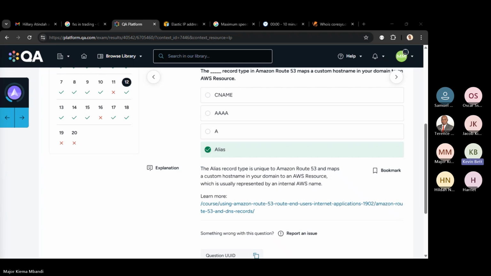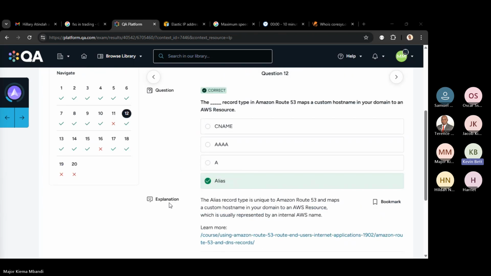Thanks. The dash record type in Amazon Route 53 maps a custom hostname in your domain... Sorry, let me repeat. The dash record type in Amazon Route 53 maps a custom hostname in your domain to an AWS resource. Alias is the correct answer. I think I remember I was contesting this and I was saying it's A.